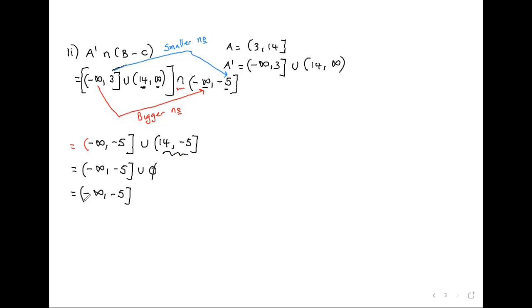On the number line, up to negative 5, we go to the left. That's how you present it on the number line after you have solved.